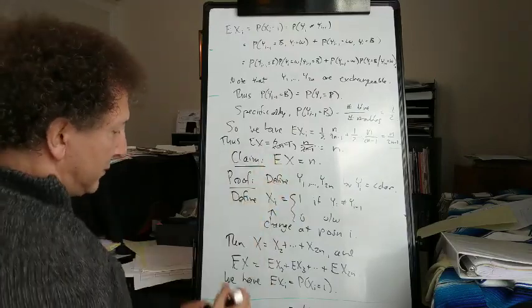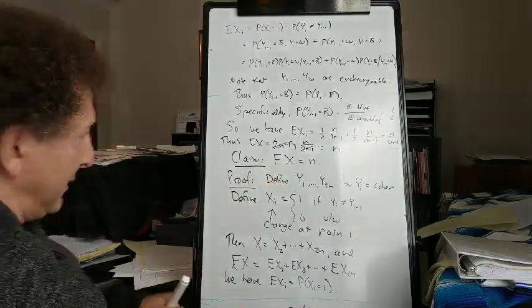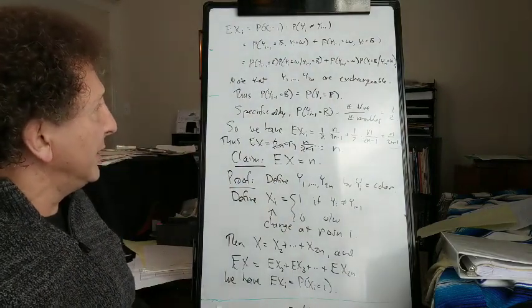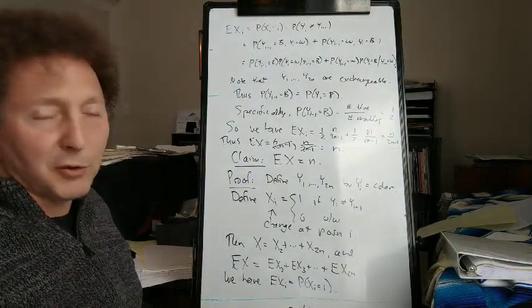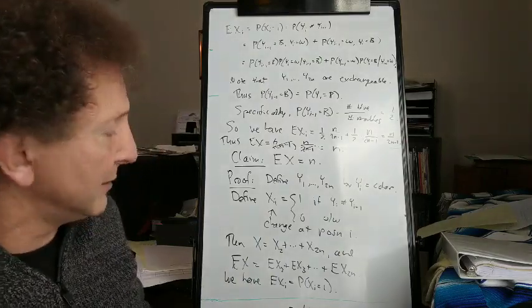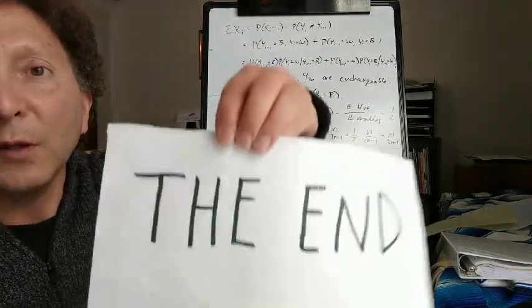So there we have it. The expected value of x is n. The number of changes we would expect to see if we pulled n white marbles and n blue marbles out of an urn and kept track of the colors would be n. The end.